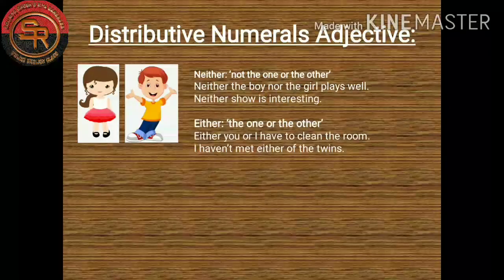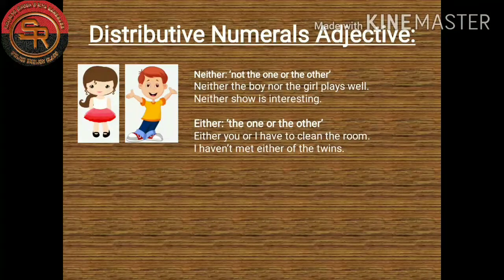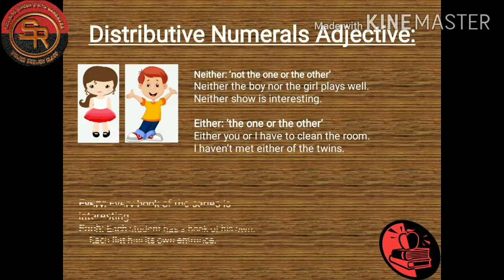Let's see another example. Neither show is interesting. So here you are talking about not one or the other one. So it means not any one of the two is good or bad regarding your sentences. Next we have either. Either means any one of the two, or the one or the other. So either you or I have to clean the room. I haven't met either of the twins. So let's see the next example.